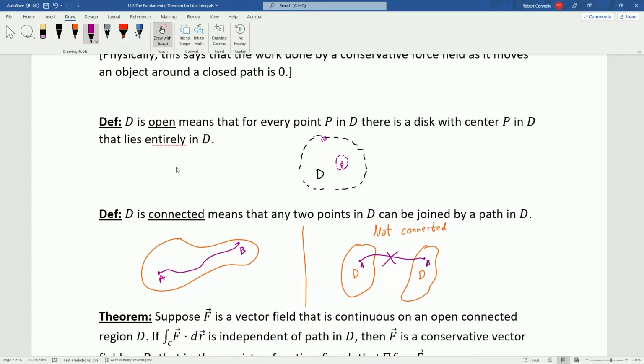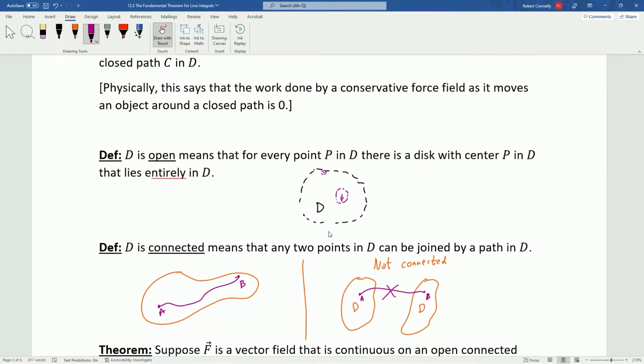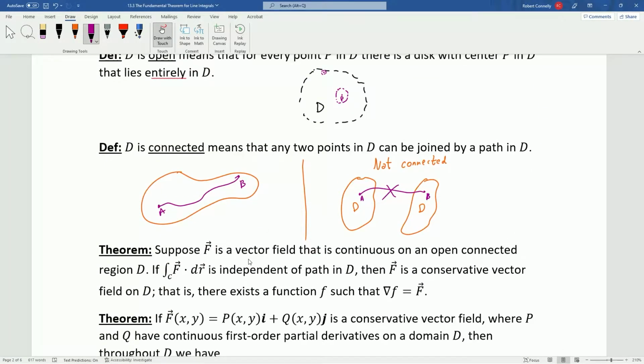Okay, so now that we've got those definitions under our belt, let's tackle another theorem. Suppose that F is a vector field that is continuous on an open connected region D. If the integral over C of F dot dr is independent of path in D, then F is a conservative vector field on D. That is, there exists a function f such that the gradient of f equals the vector field F.